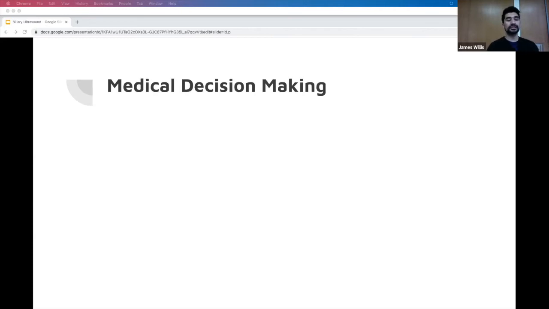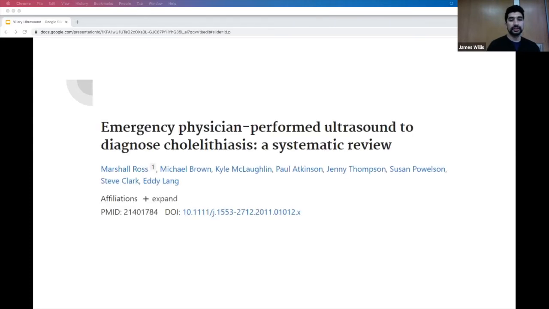So about medical decision-making, I'm not really going to go into the management of the individual diseases, but more so why bedside ultrasound is important, and talk about the test characteristics and all that.